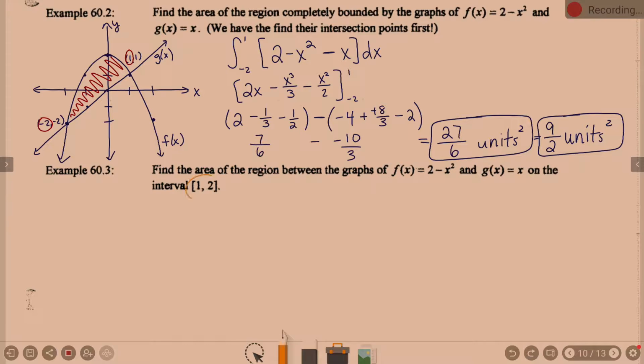So this is the 1 to 2. This interval are x values. So here's 1 and here's 2. 1 is an intersection point, right? And 2 is just that right there. Okay? So that orange space goes with this example.